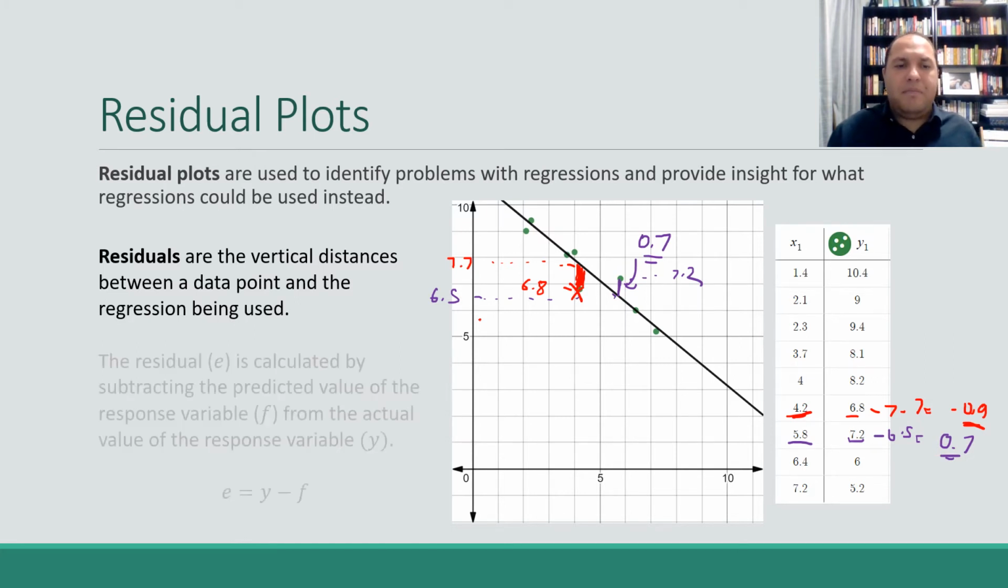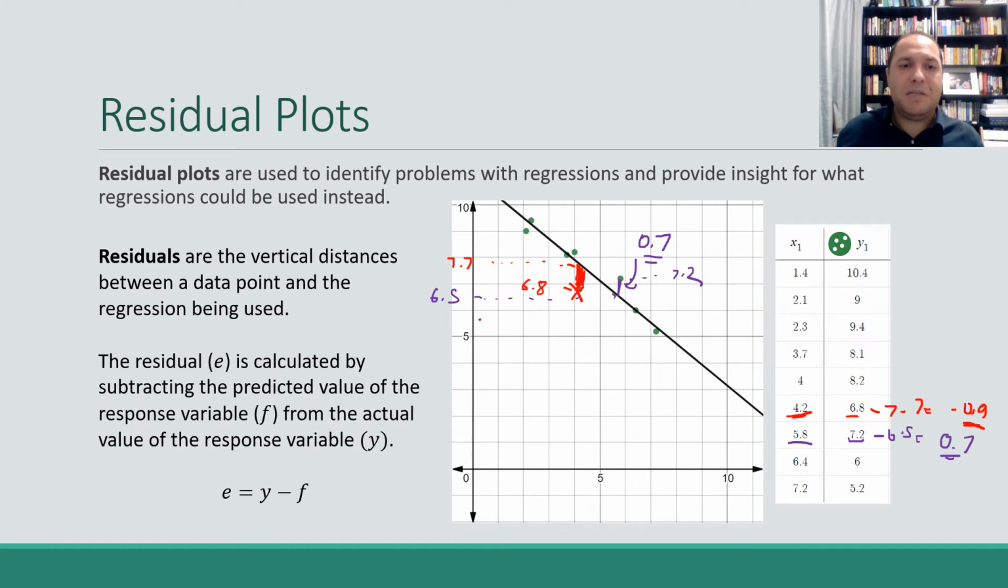Okay, if you're looking for formulas, the residual is calculated by subtracting the predicted value, so that's these values we had here. These were our predicted values according to our line of best fit. Subtract those from the actual value of the response variable, which were in this column here. So subtracting those values gives us our residuals, and then we can use those to create our residual plot.